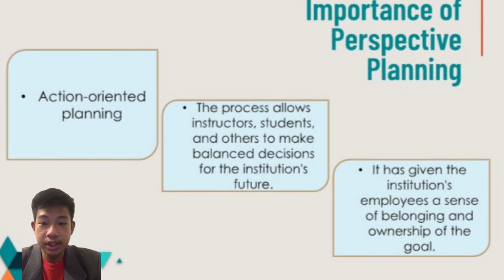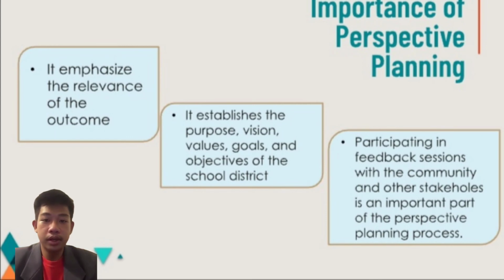Next, perspective planning has given the institution's employees a sense of belonging and ownership of the goal. This planning procedure includes all human resources. Next, the perspective or strategic planning process allows instructors, students, and others to make balanced decisions for the institution's future. Number 4, the relevance of outcomes is emphasized in perspective planning. As a result, strategic planning assists in balancing the institution's demands and resources.